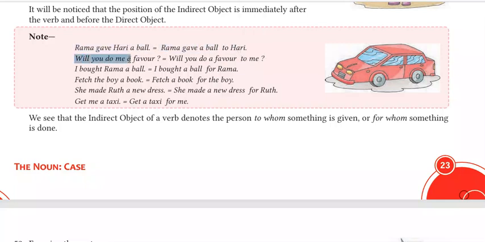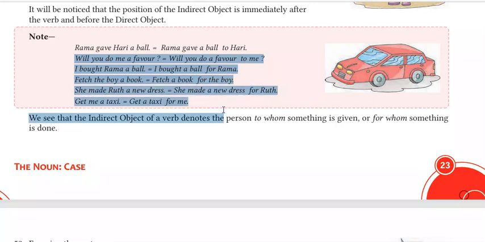Will you do me a favor? Will you do a favor to me? I bought Rama a ball. I bought a ball for Rama. Fetch the boy a book. Fetch a book for the boy. She made Ruth a new dress. She made a new dress for Ruth. Give me a taxi. Give a taxi for me.